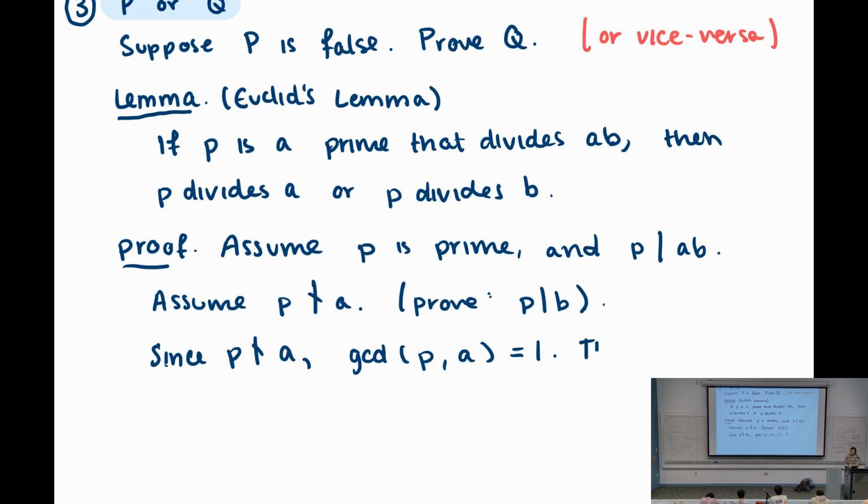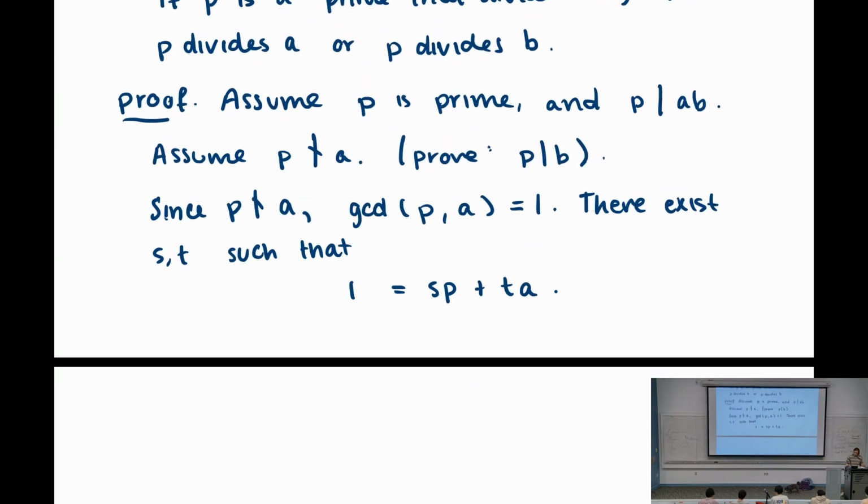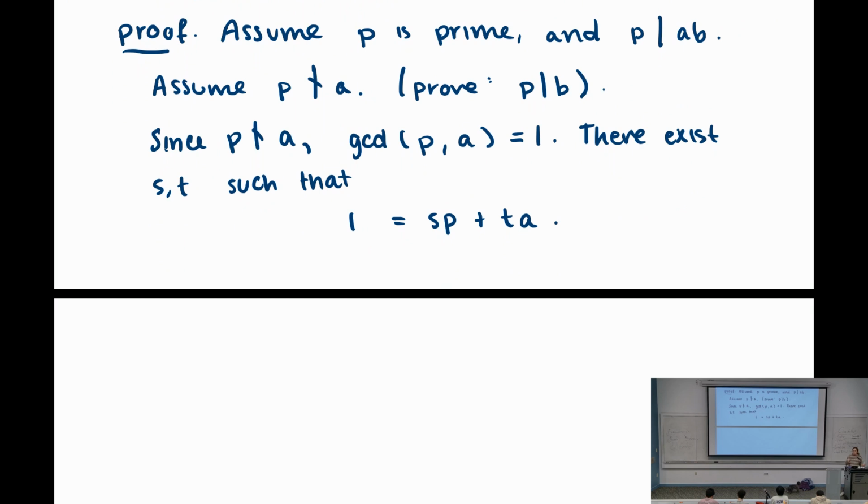Then we know that there exist S and T such that 1 is equal to SP plus T times A. Okay, so we can write 1 as a linear combination of P and A. Now I'm going to just multiply both sides of this equation by B. So we have that B is equal to PSB plus ABT.